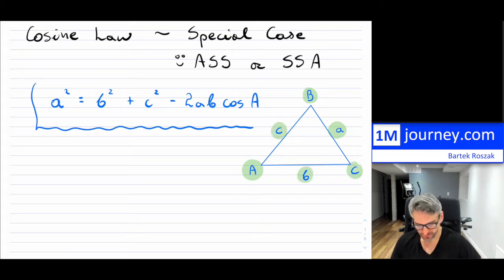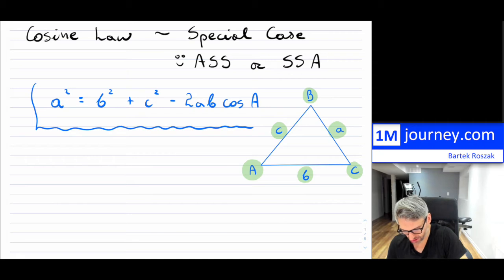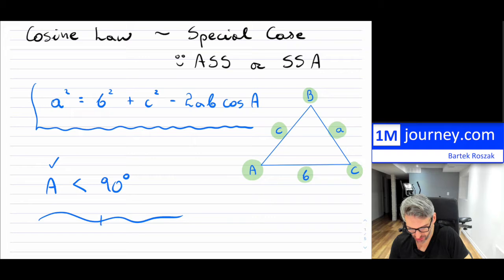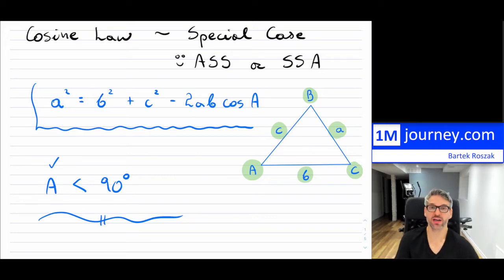Now, I'm assuming again that we're dealing with our angle. So let's say this angle A is going to be given to us, and this angle is actually less than 90 degrees, all right? So that's the special case, the ambiguous case that we're going to be dealing with. So let me show you three examples and how we're going to utilize this cosine law to help us figure out what kind of triangle we're dealing with.